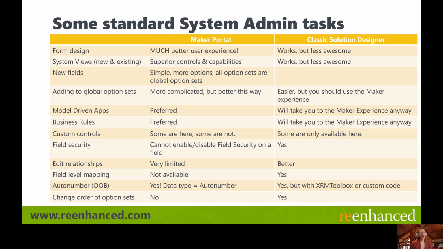Field security, you have to go to your Classic Solution Designer for that. Editing relationships, you have some limited access in the Maker portal, but if you want full accessibility, you should go back to the Classic Solution Designer. Field level mapping must be done in Classic Solution Designer. And auto number is out of the box in the Maker experience, which is great because before you had to use the XRM toolbox or custom code in order to implement that. And I did include this last one because I've recently run into this and it was a little bit of a bummer. You can't change your order of option sets in the Maker experience, so you have to toggle back.